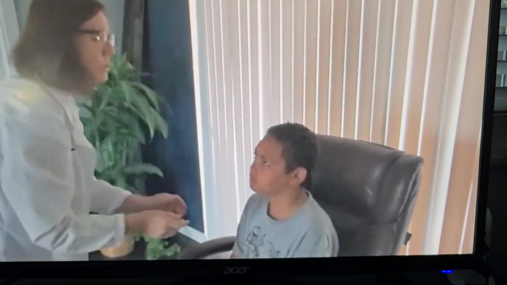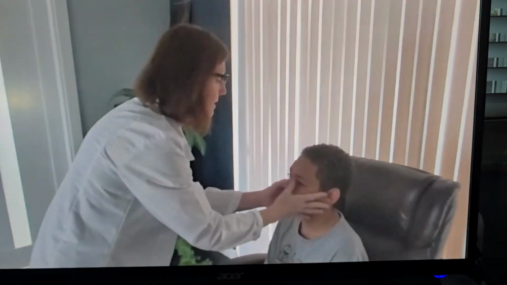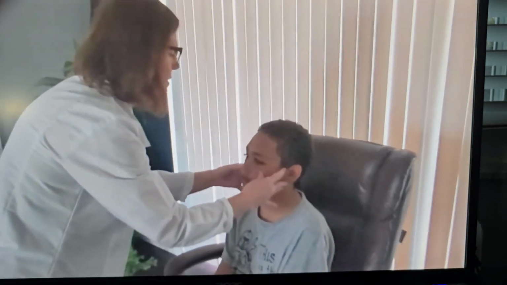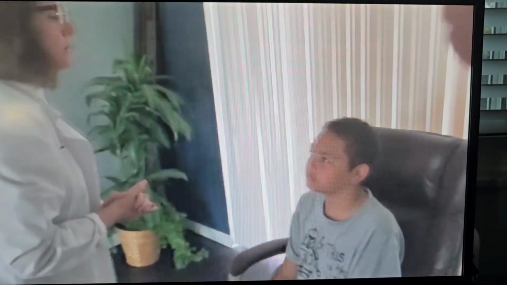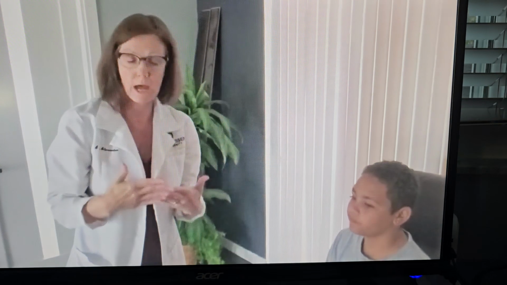Okay. Now I'm going to palpate the maxillary sinuses. I'm going to start at the canthus again, work my way out. Any tenderness or pain? No, ma'am. Okay, good. Perfect. So at this point, I don't see any problems with Patrick's eyes or nose or head.